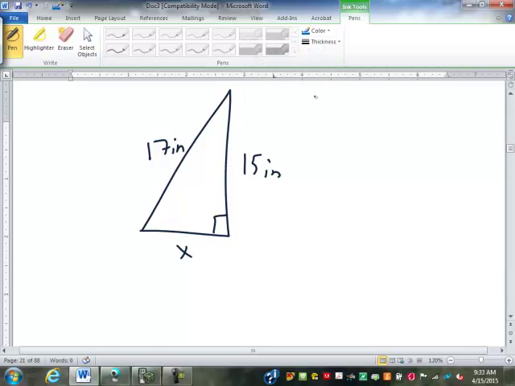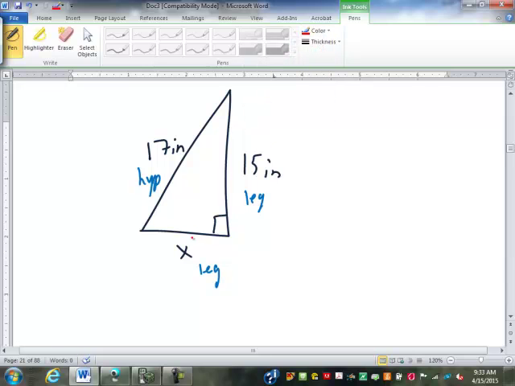I want to find the missing side here. Remember, there's 2 legs and a hypotenuse. Which one of these sides is the hypotenuse? 17 is the hypotenuse. It's the one that's across from the right angle. Remember, the 2 sides that make the right angle are the legs. So the 15 and the x are legs.